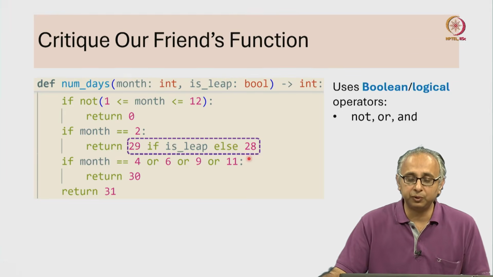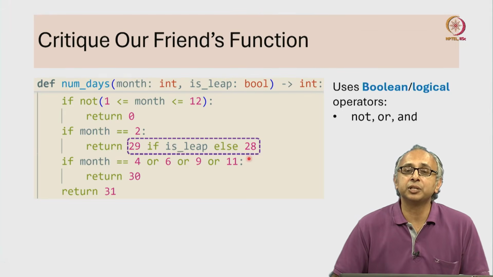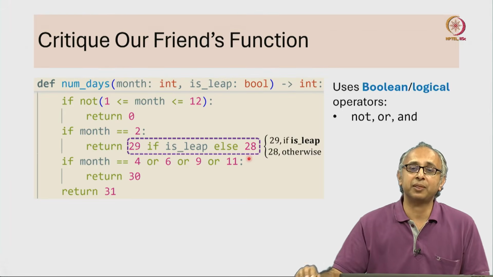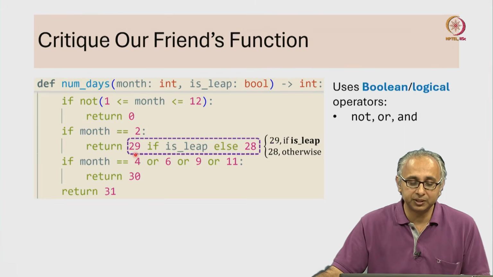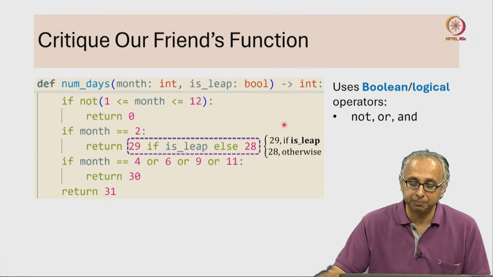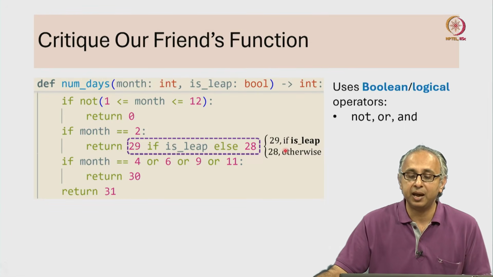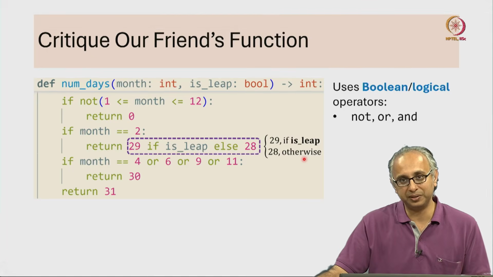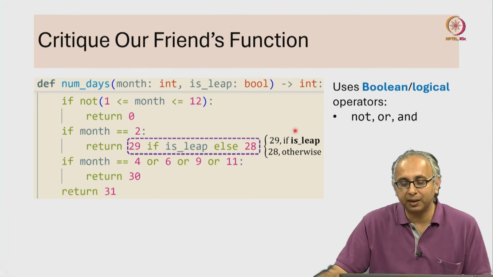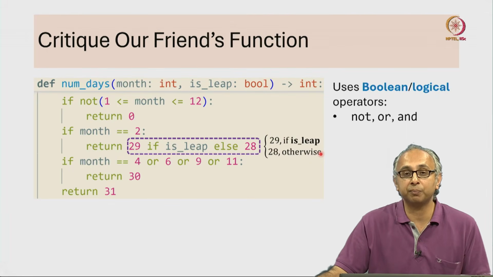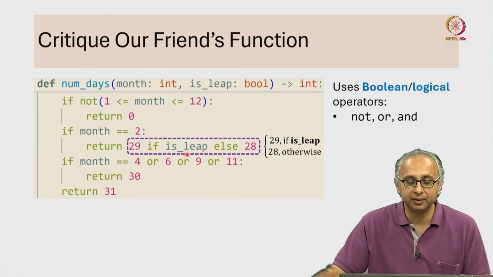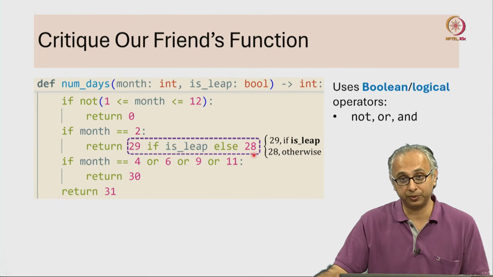An easier way to read this is using the notation that you might have seen in mathematics books. This is saying return 29 if is leap. So return 29 if it's leap and return 28 otherwise. So it's trying to mimic this notation from mathematics books in this kind of an expression.